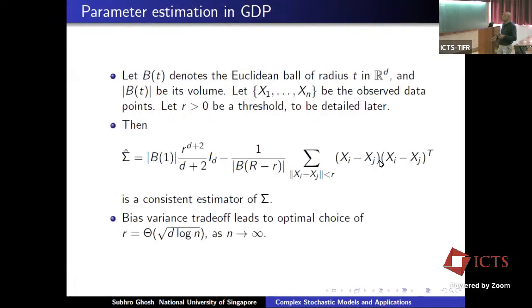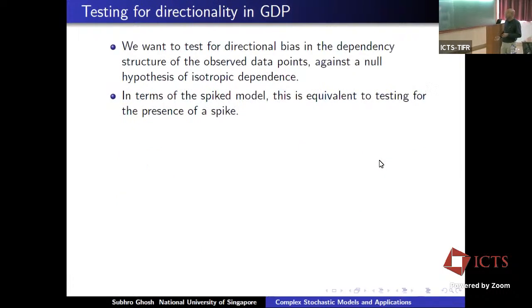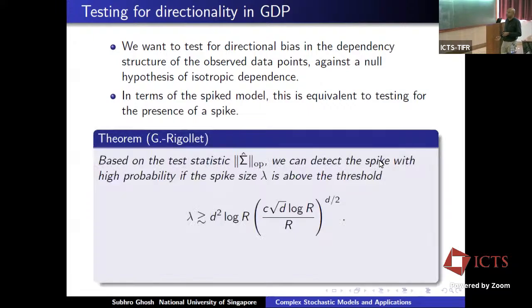Now that we have this candidate matrix sigma hat, this estimator of sigma, we know that as the observation window goes to infinity, it converges to sigma. What we want to do, on the basis of sigma hat, which we can compute just from the given points falling in the observation window, is decide whether there is a spike or whether sigma is actually identity. In terms of the spiked model, this is equivalent to testing for the presence of a spike.